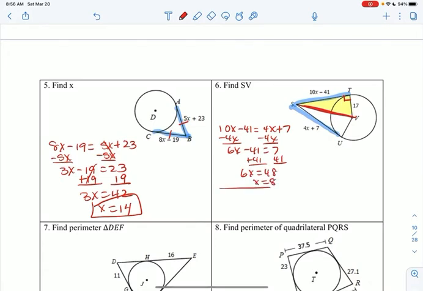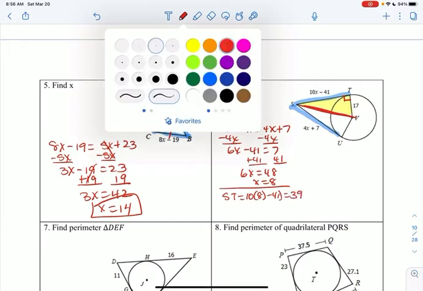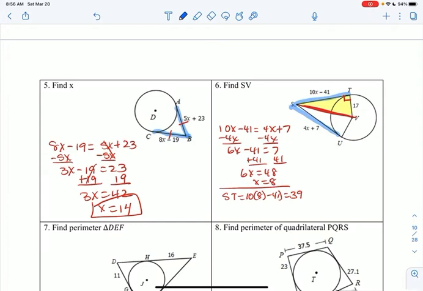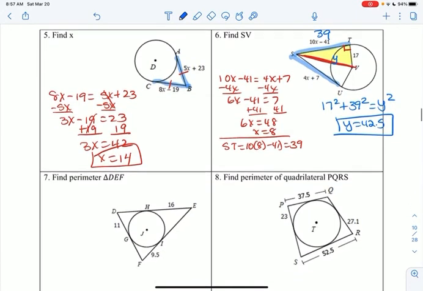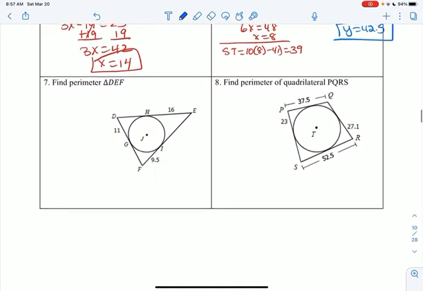So let's find ST. ST is 10 times 8 minus 41. That's 39. And now that I know this is 39, I'm going to do the Pythagorean theorem. I'll call this y, just not to get confused. So 17 squared plus 39 squared equals y squared. All right? And then if I do that in my calculator, I get y equals 42.5. Okay, so you can see that we can do a whole bunch of things just by knowing that rule.